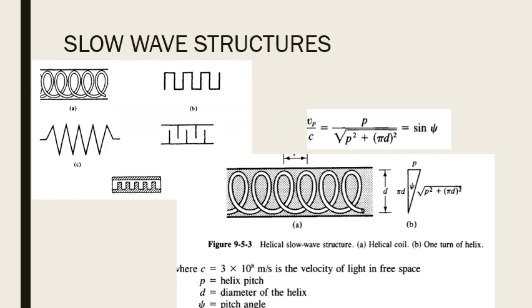What is the speciality of these slow wave structures? We do not have resonating re-entrant cavities in TWTA. Instead of that, we have helical structures. What are helical structures? Meaning slow wave structures. I'll explain what is happening over here. You need the electron beam to interact with the RF wave because the RF wave amplification has to take place.